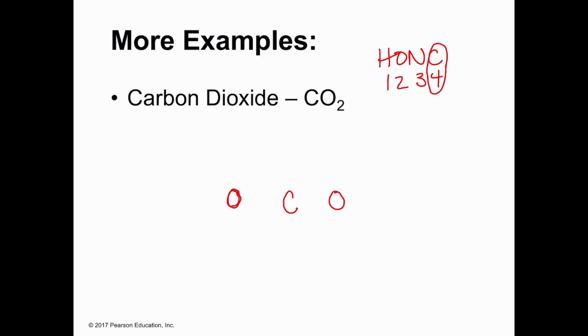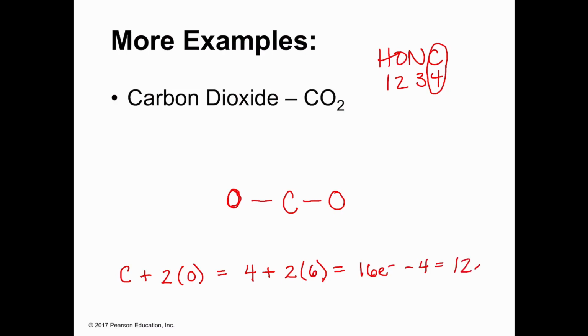So then we figure out how many valence electrons we have to play with. So we have carbon plus 2 oxygens. So carbon has 4 valence electrons plus 2 times 6 from each of the oxygens. 2 times 6 gets us 12, plus 4, we have 16 electrons to work with. So again, our first thing we're going to do is bond our oxygens to our carbon. So when we do that, we use up 4 electrons. So we have 12 electrons left to use.